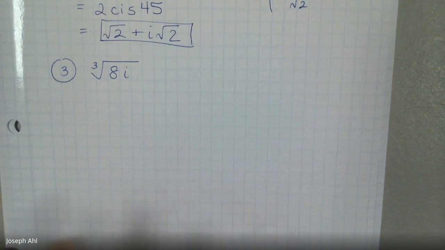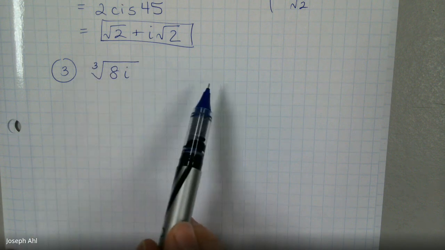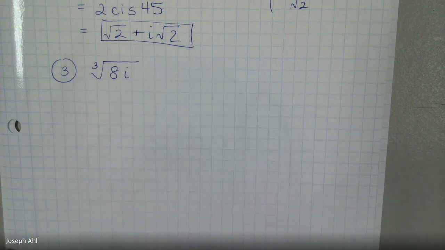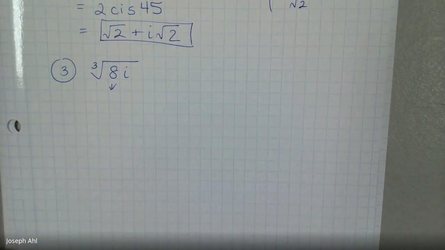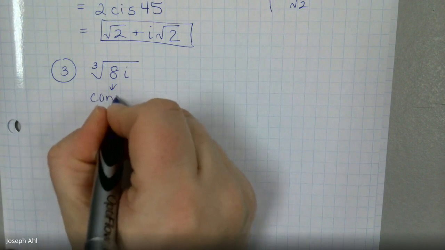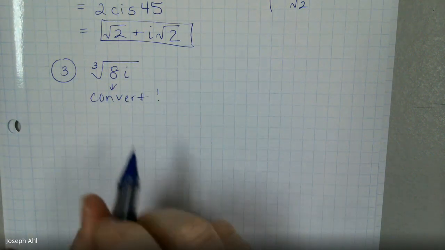Cube root of 8i. So for the cube root of 8i, the way we're going to start is, again, I can't just say this is the cube root of 8 is 2 and the cube root of i is question mark. I'm not really sure. You have to convert this first. So we'll go ahead and start by converting. Once I have it converted, then we'll go ahead and take the cube root.